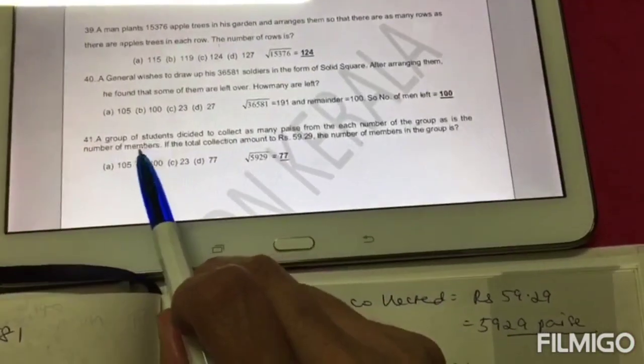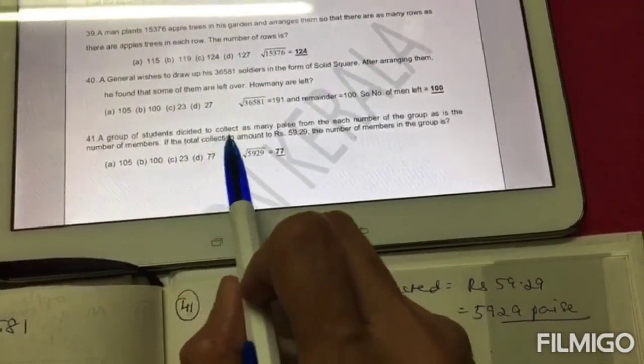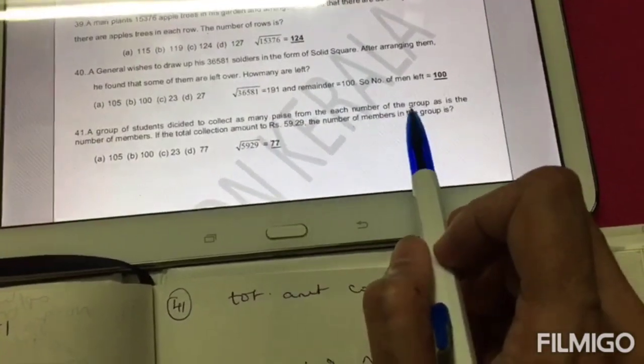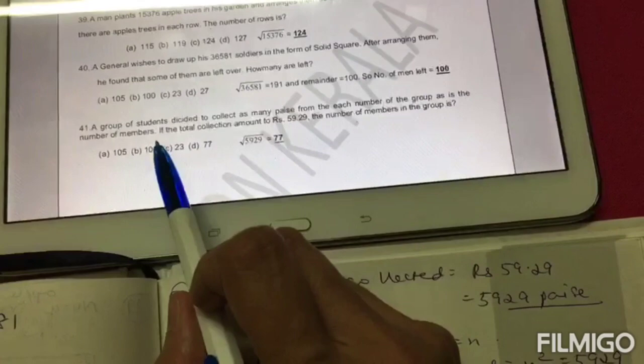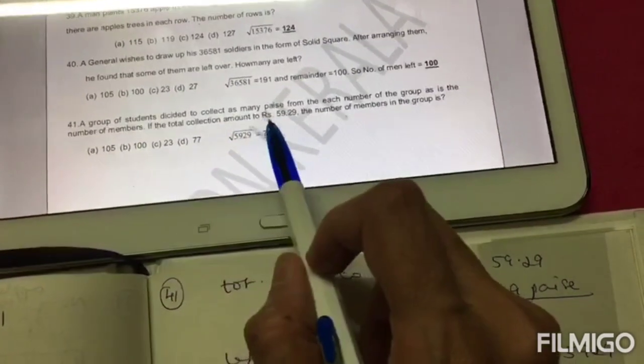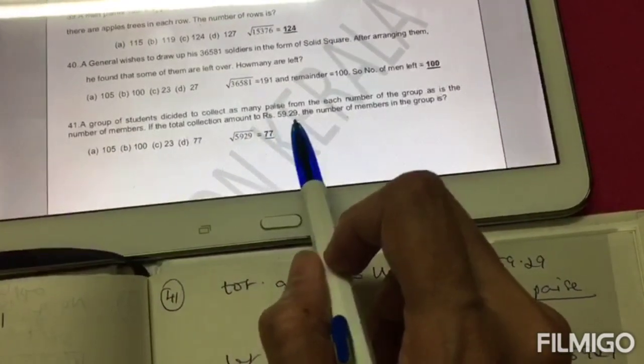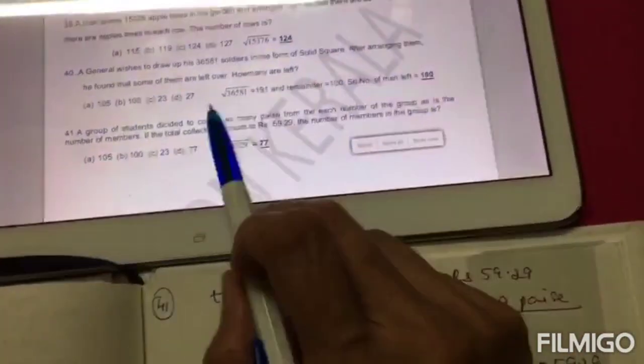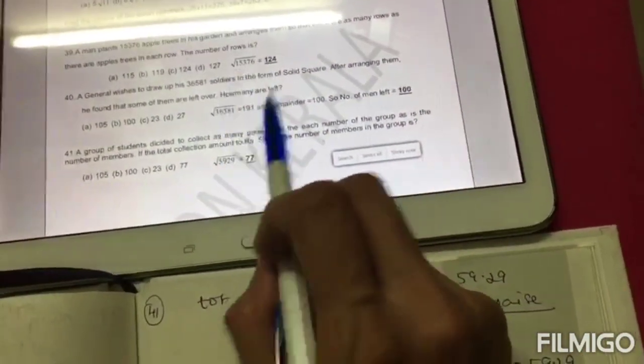Okay, number 41. A group of students decided to collect as many paise from each member of the group as is the number of members. If the total collection amounted to 59 rupees 29 paise, the number of members in the group is how many? See, first of all, please keep practicing, because then only you will understand how to approach each problem.